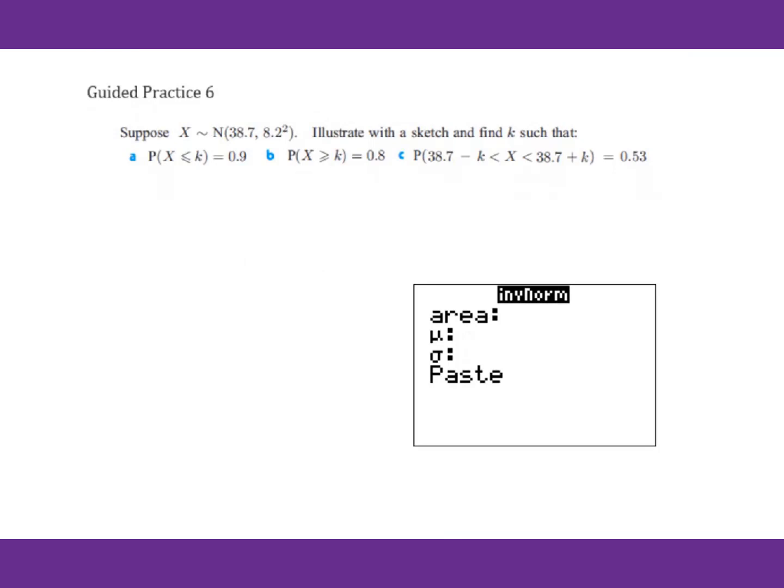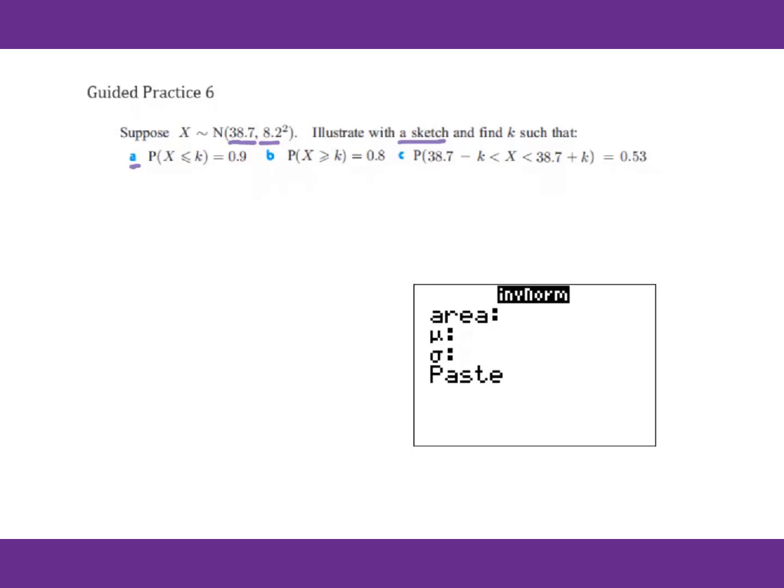Let's go to guided practice 6. Suppose x is distributed as a normal distribution with the mean 38.7 and a standard deviation 8.2. Illustrate with a sketch and find k in cases such as A. Probability x less than or equal to k is 0.9.